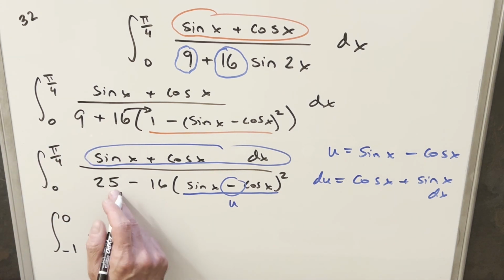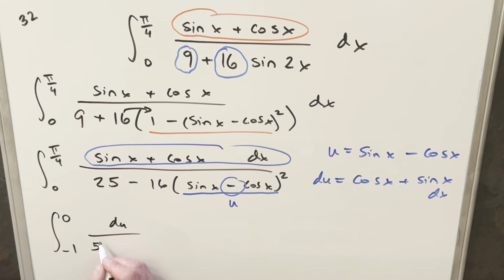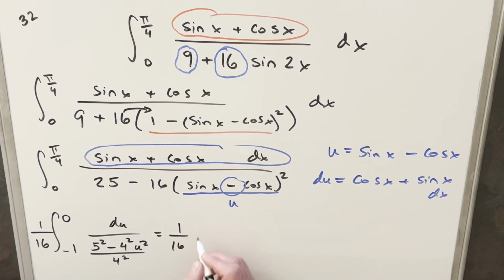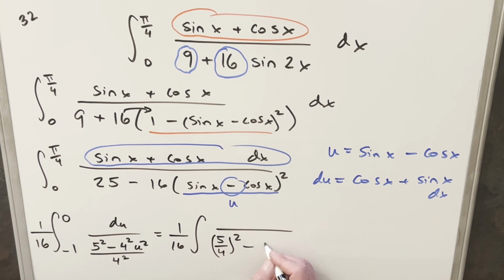And then for our denominator, for 25, let's write this as 5 squared, and for 16, let's write that as 4 squared, and this is going to become just u squared. Just for simplification, let's divide off this 4 squared. I'm going to divide everything here by 4 squared. I don't want to change it, so let's do the same thing up front, and we'll have 1 over 16 in front. Dividing 4 squared into 5 squared, I can write this as (5 over 4) all squared. Here the 4 squared cancels, and we're just going to have minus u squared, and then du in the numerator.